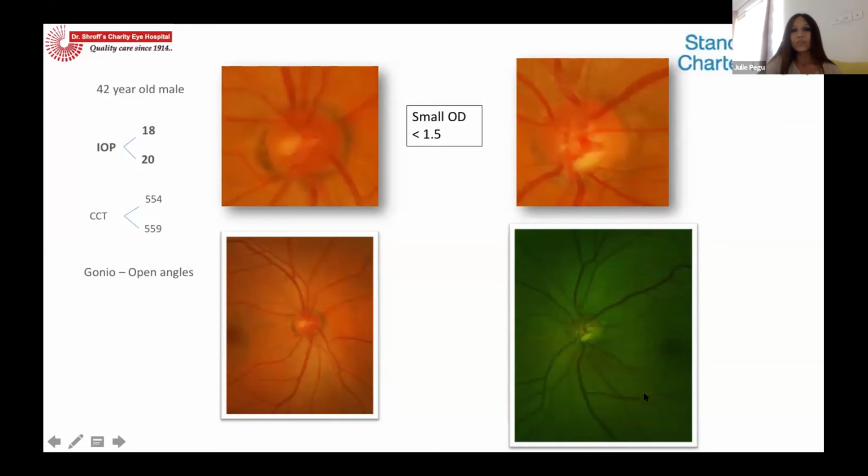So definitely this patient has glaucoma and needs treatment, and the left eye is more severely affected than the right eye. In this case, for the right eye you're not going to start any treatment, you can keep it under observation. But this eye definitely will end up showing some defects later on in the coming time.